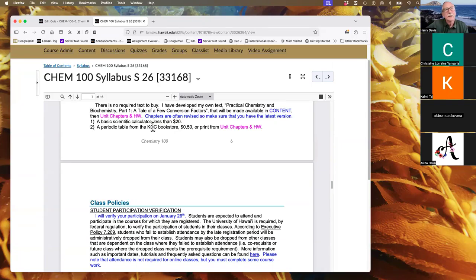And then you need a periodic table you can get from the bookstore, or you can just print it out from Unit 1.